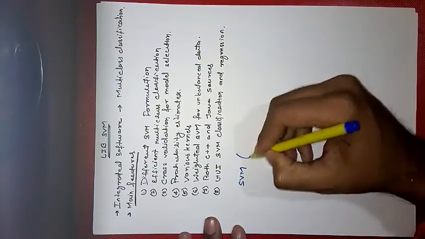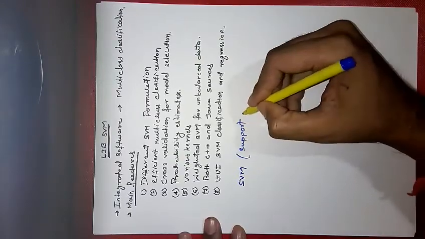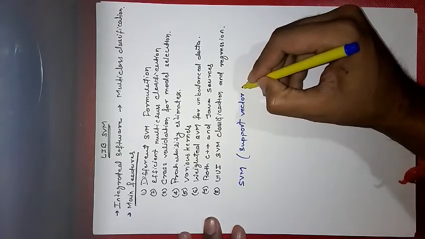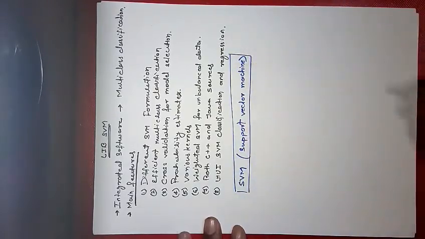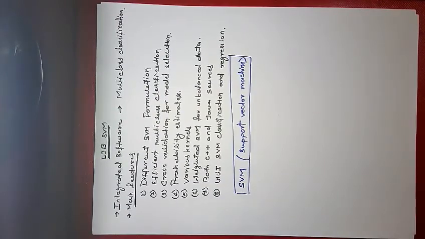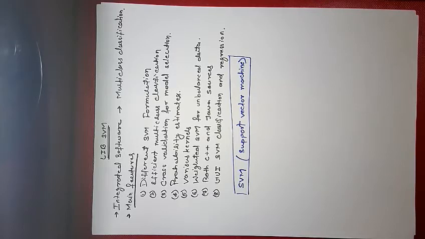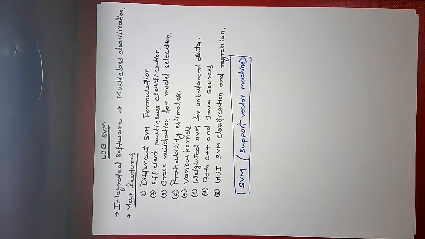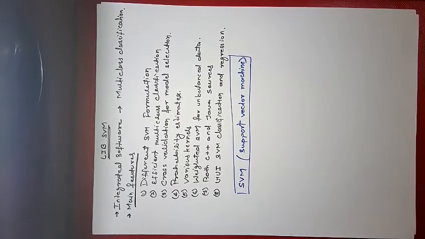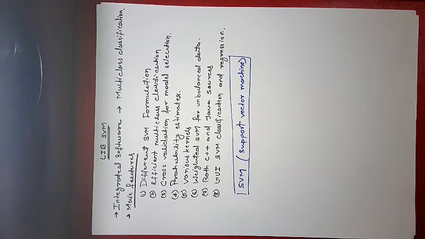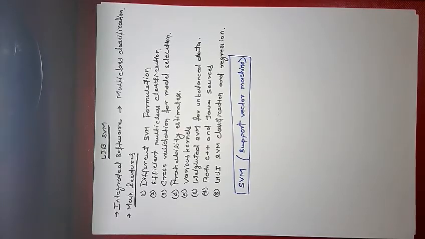So what is SVM, support vector machine? We can say that support vector machine generally classifies two different objects with one classifier, or we can say the decision boundary, or one particular line that can classify the two different objects having their distinguished features.